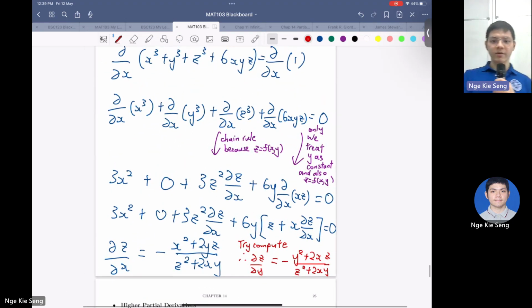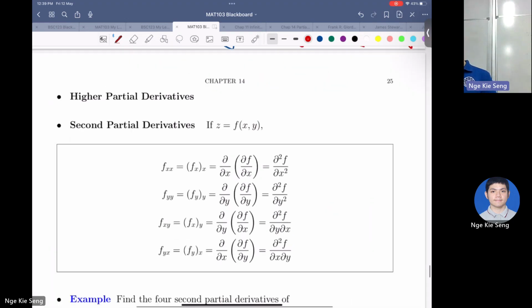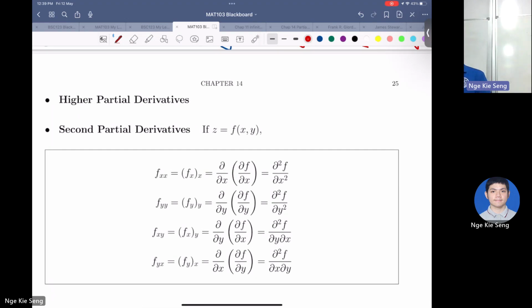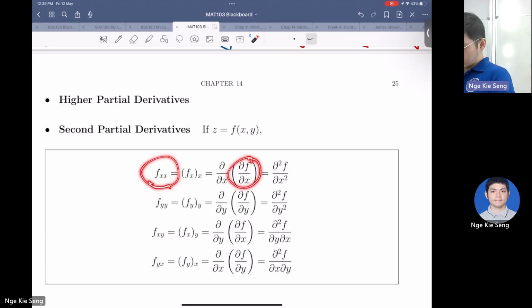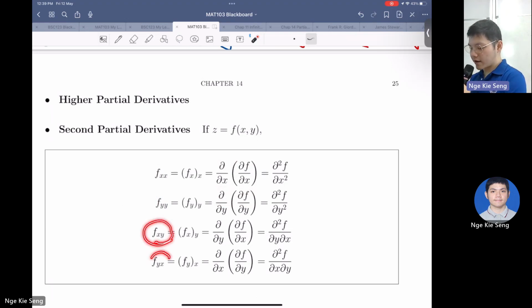Okay, so this is the implicit differentiation. Similarly, you can go to higher partial derivatives. You can do second partial derivatives, so you can do fxx or fyy or fxy, fyx. So what does this mean? fxx means you differentiate with respect to x first, and then you differentiate with respect to x again. fyy means you differentiate with respect to y first, and then with respect to y again. So what about fxy and fyx?